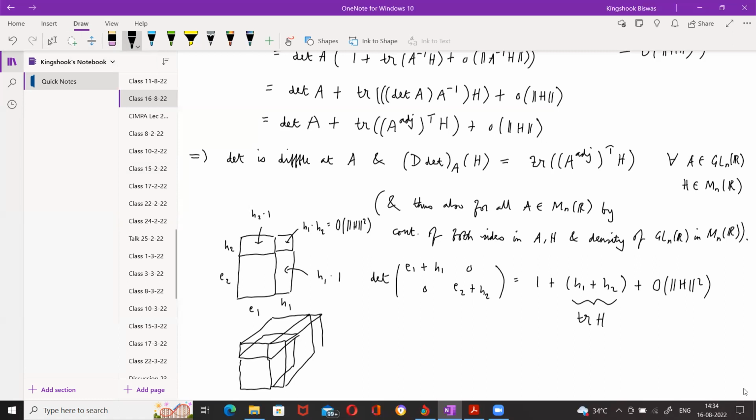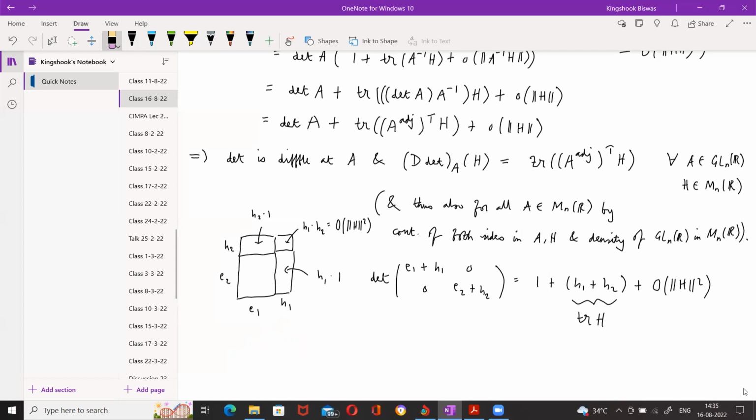So, you'll see the main contributions, the linear terms, will have one H, let's say an H2 here, and two EIs. And so you'll get H1 plus H2 plus H3. And the other terms will have at least two H's. So those will be big O of norm H squared, right? Okay, you see the picture? Yes. In higher dimension, it's quite clear. Okay, so the derivative of the determinant at the identity is just the trace.